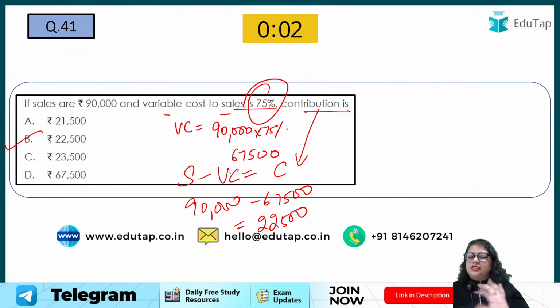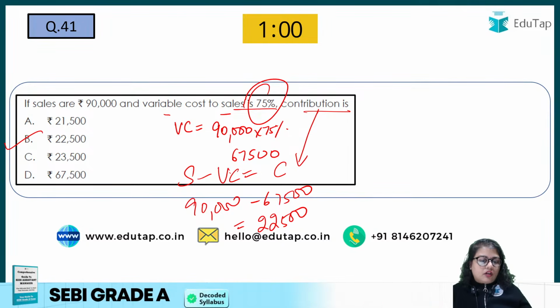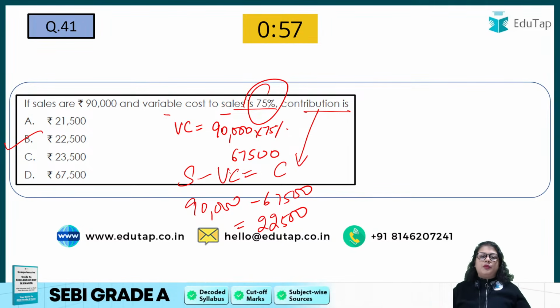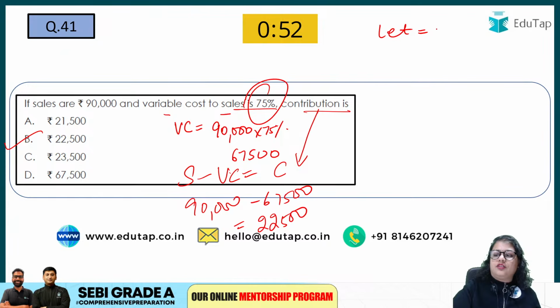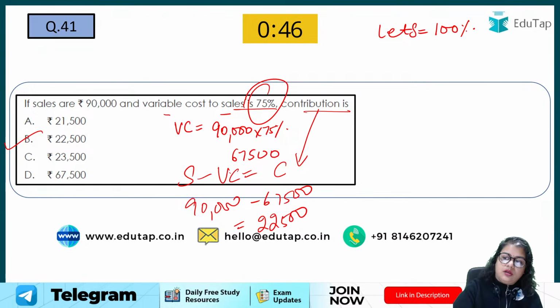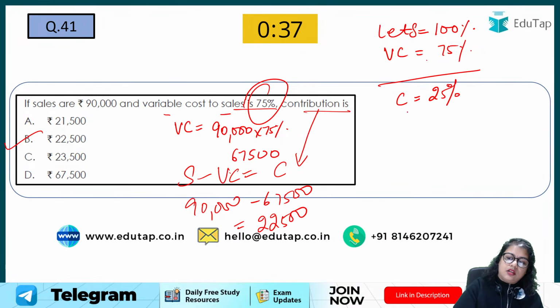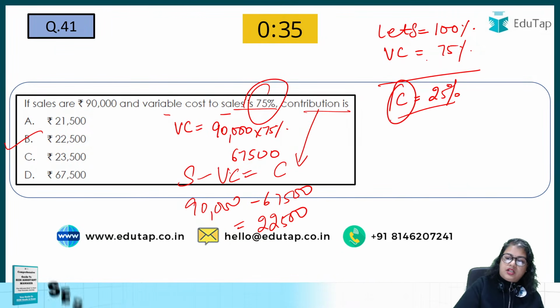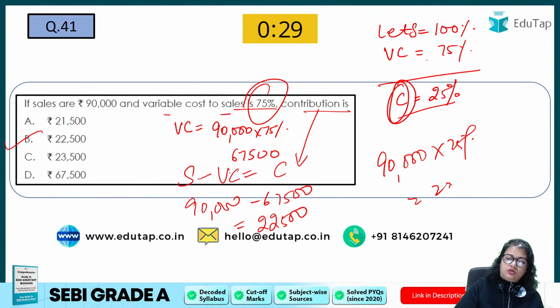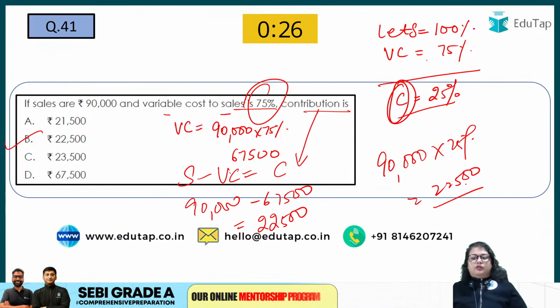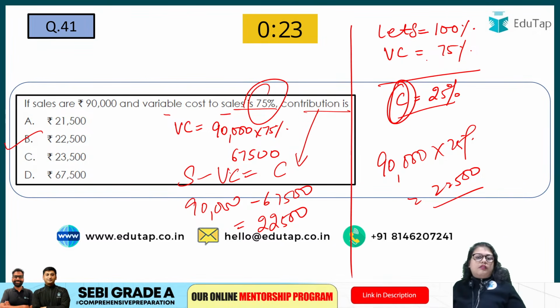If your variable cost is 75%, then what will be the contribution? See, this is a little complex to understand, but you should know this method. Let's suppose your sales is 100%. Okay, so your variable cost is how much? 75%. So what will be your contribution? Sales minus variable cost, that is 25%. So if we have to calculate contribution, can I say 90,000 into 25%? That will be 22500. You can do it this way also. These are two alternative methods to solve one question. Okay.